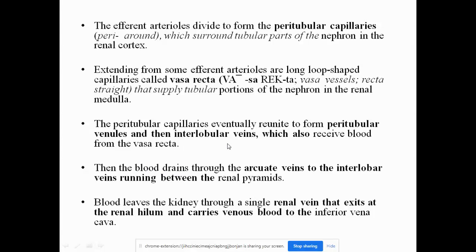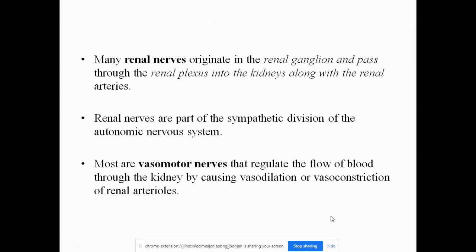The blood from the interlobular veins drains into the arcuate veins and then into the interlobar veins that run between the renal pyramids. From here, the blood leaves the kidney through a single renal vein that comes out of the renal hilum, which carries the venous blood to the inferior vena cava. Apart from the blood vessels, there are many renal nerves that originate in the renal ganglion and pass through the renal plexus into the kidney along with the renal arteries.